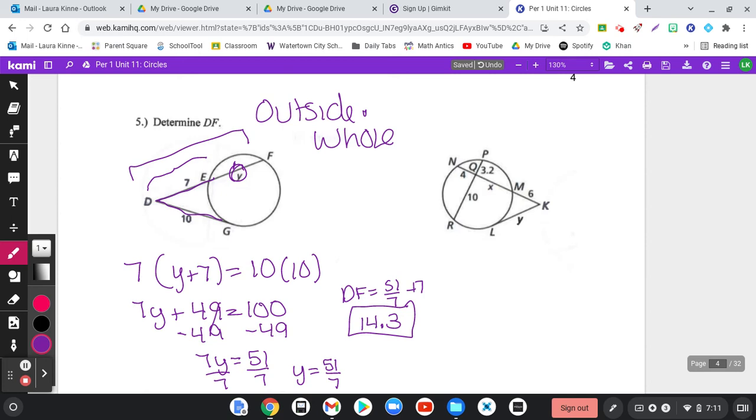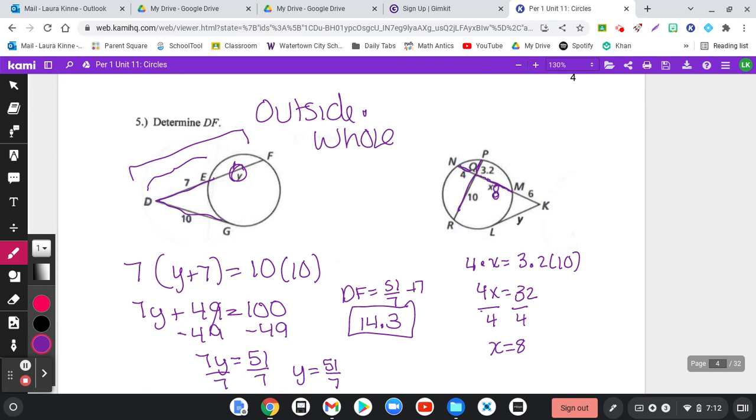Okay, so there's a lot going on in this next one. We're going to start inside the circle. So if we kind of ignore the outside and just look, we have part times part, right? Because we have two variables going on here. So inside the circle, 4 times x equals the other part times part, 3.2 times 10. So 4x equals 32. Divide by 4, and x is going to be 8. So I'm going to replace that right here.